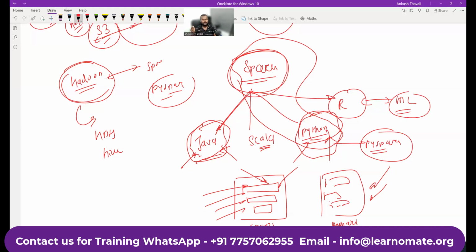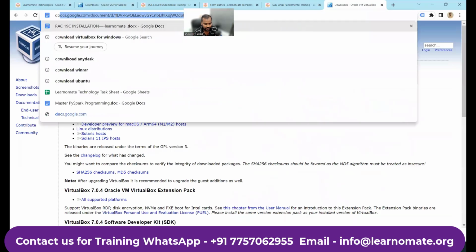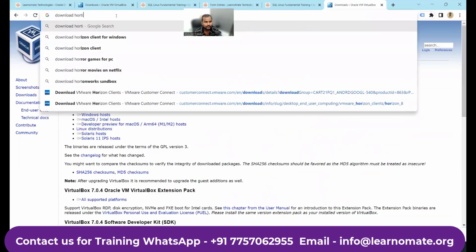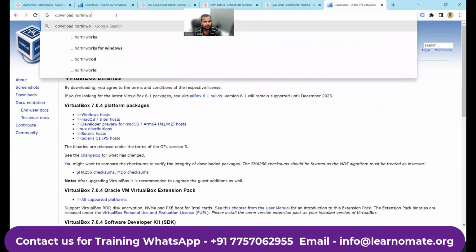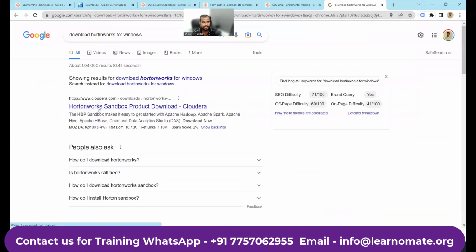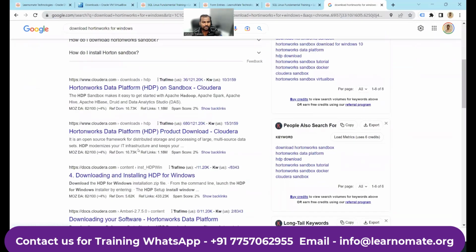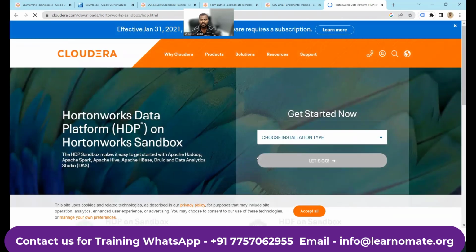Nowadays both companies have been merged. If you go to Hortonworks and download, this is a Cloudera machine, but the Hortonworks Sandbox product is also mentioned here because both companies have been merged. So they are also providing you this HDP sandbox, the same ready-made machine which I'm giving you now.